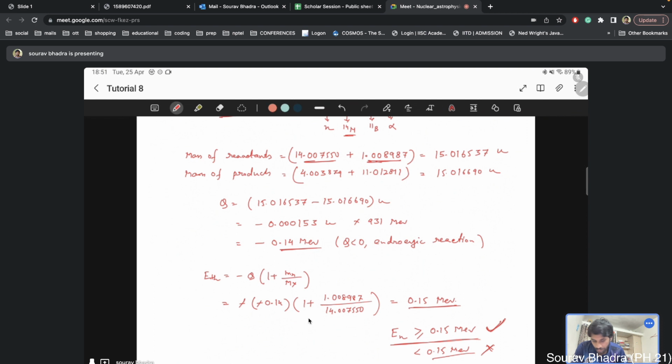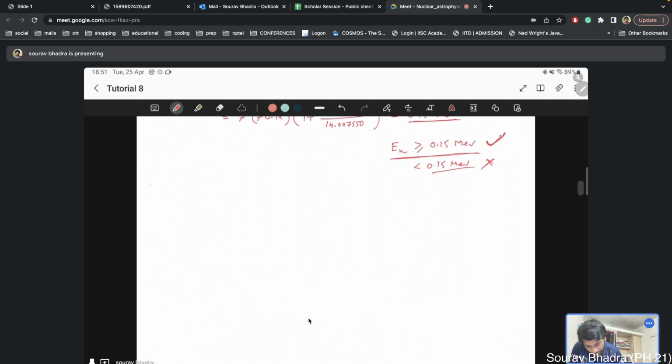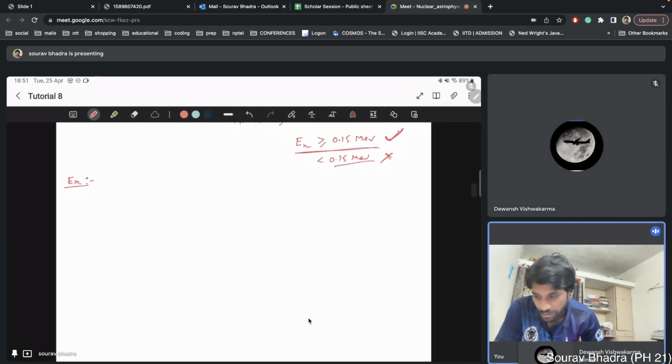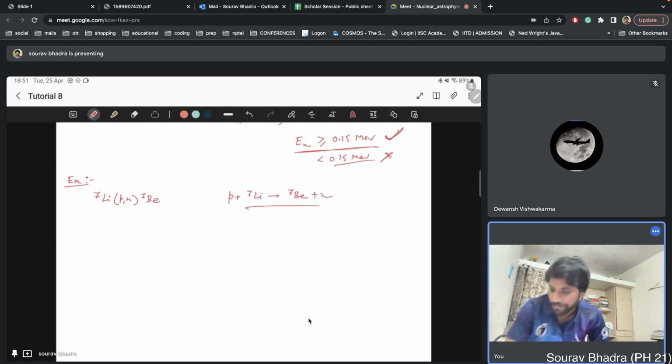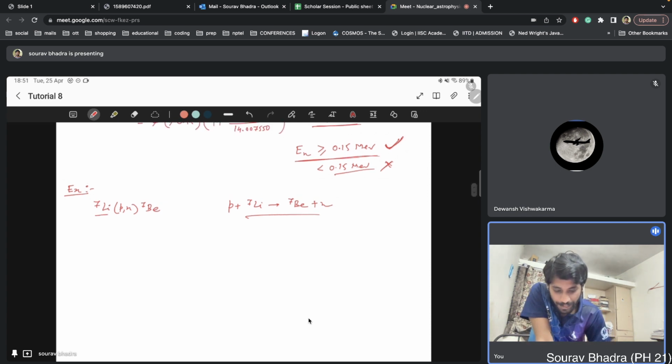Now there is a question. So, example problem. Suppose the reaction that is given is 7Li(p,n)7Be. That means proton is reacting with 7Li, which is giving 7 beryllium plus a neutron. So this is our reaction. Now the masses of 7Li, p, n and 7Be are all given in the problem, and you have to calculate, and one thing is also given.